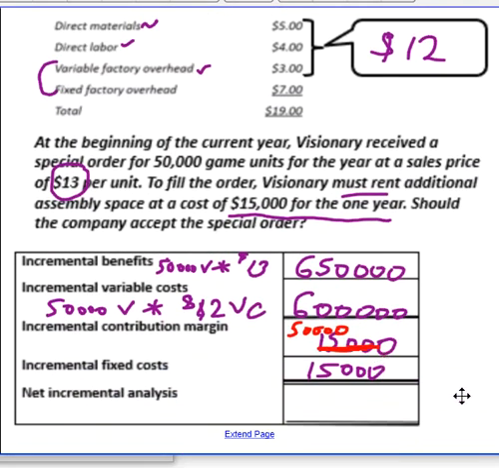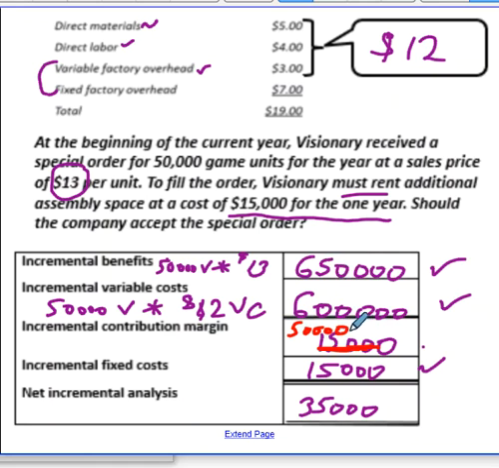Okay, so I take a look now at my net incremental analysis, and what it tells me is that when I subtract my incremental benefits from my incremental cost, which happened to be the $600,000 and the additional $15,000, I'm going to end up with a positive incremental benefit of $35,000. So in effect, $650,000 incremental revenue minus my incremental variable cost, that gave me an incremental contribution margin of $50,000.